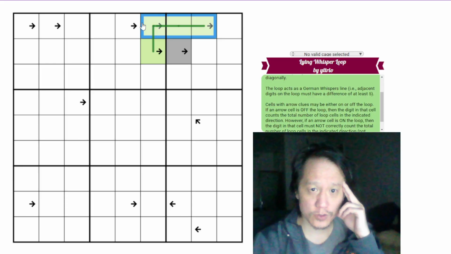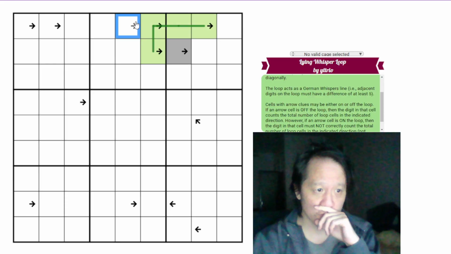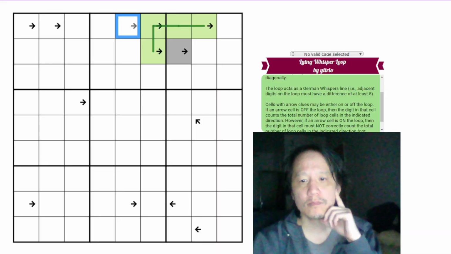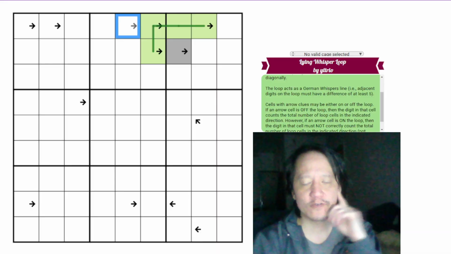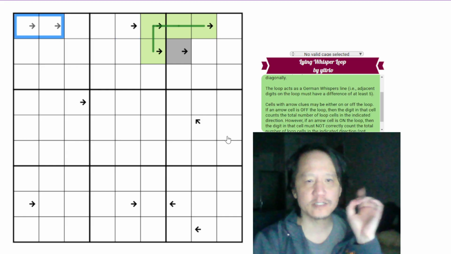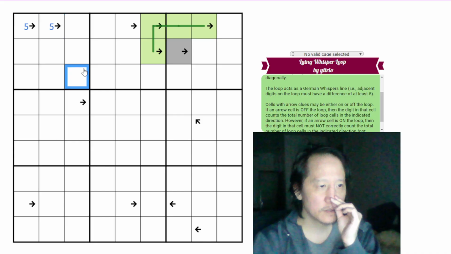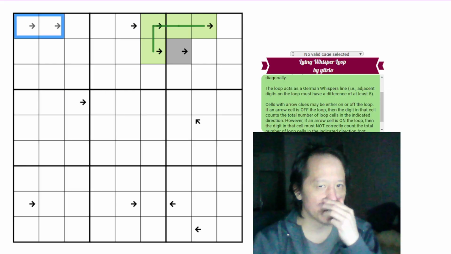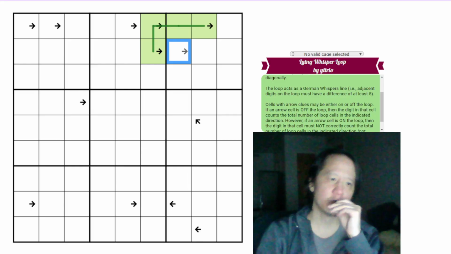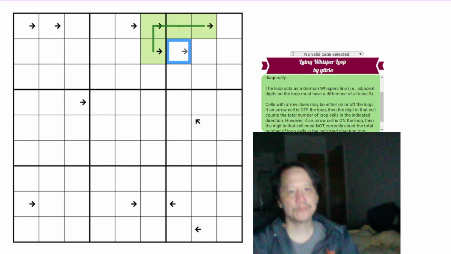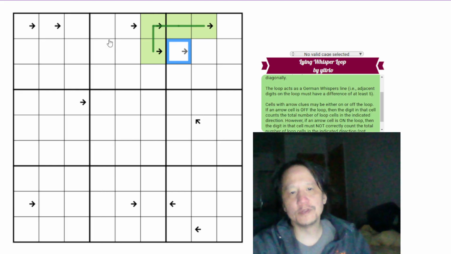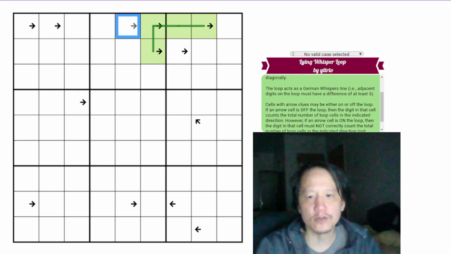These both point to, so this can never be 4. Sorry, it can never be 5. So the 5 has to be one of these two, right? Oh, not necessarily. It just has to be not on the loop. We know this can't be 5. Okay, so this can't be on the loop. This cannot be on the loop.